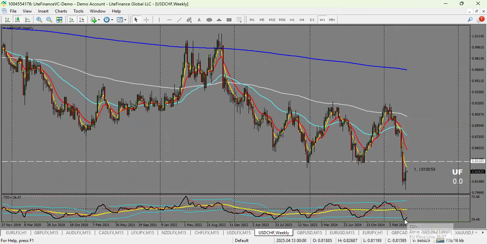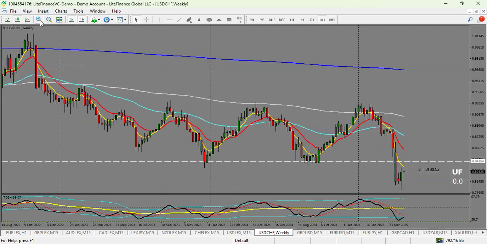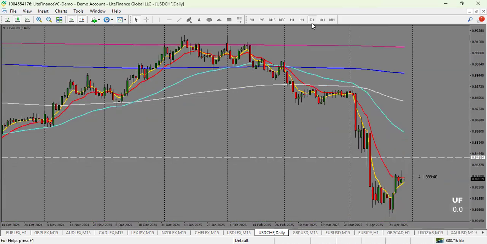The TDI of the weekly is also showing a shark fin here. So I should be expecting the market to retrace maybe to this point and then continue down. But the overall market structure is still bearish. So this is simply a retracement to come and retest this zone and continue going down.